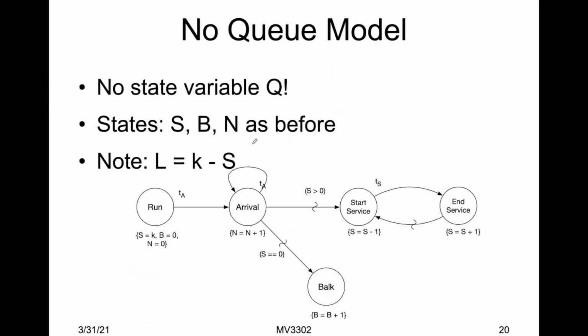So if there's no queue, then there's no need for a state variable Q. And so I actually have a much simpler one. And that is if I show up, if I arrive, then I can start service, but only if a server is available. And otherwise, I'm going to balk.